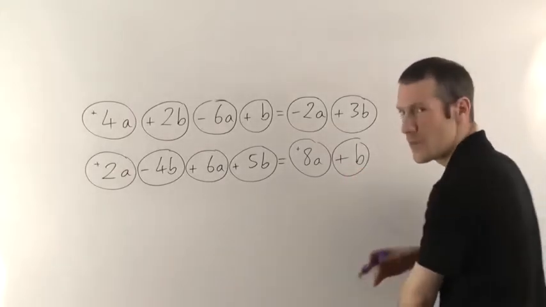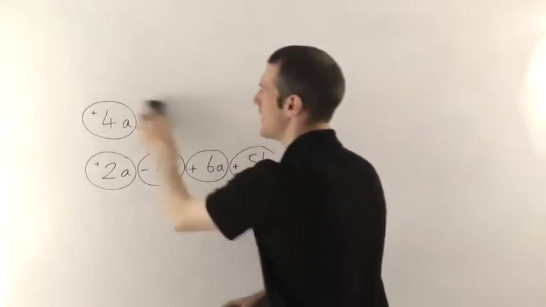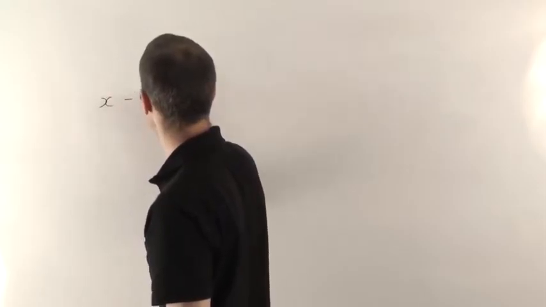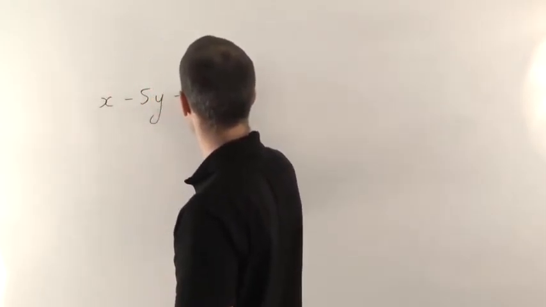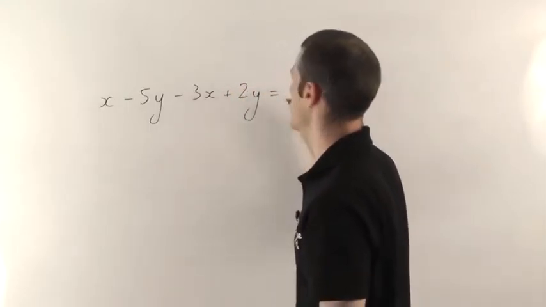Alright, let me do a couple more examples. But if you treat it like that, you'll find it a lot easier. So we'll have x minus 5y minus 3x plus 2y.